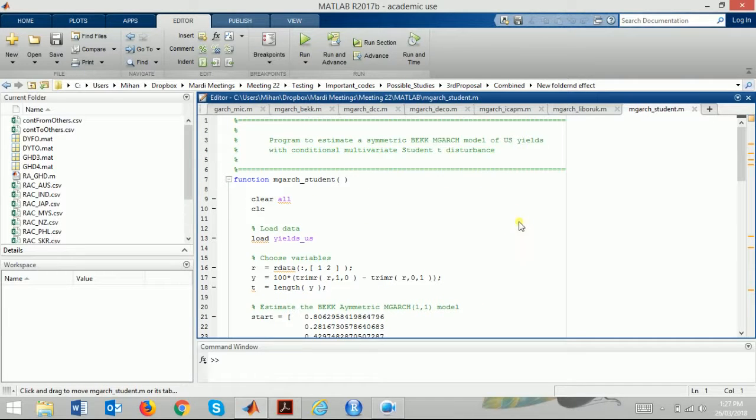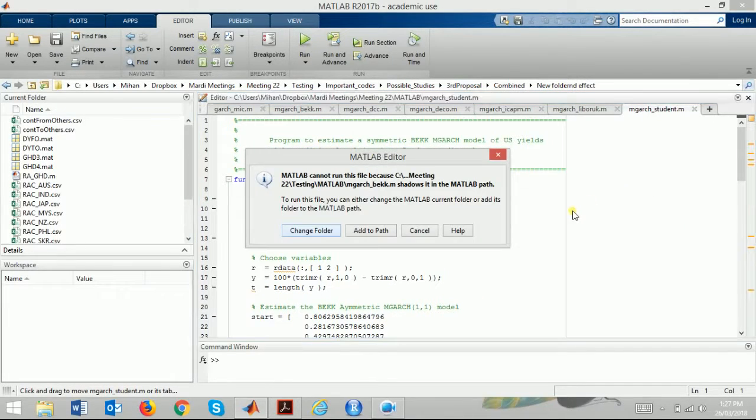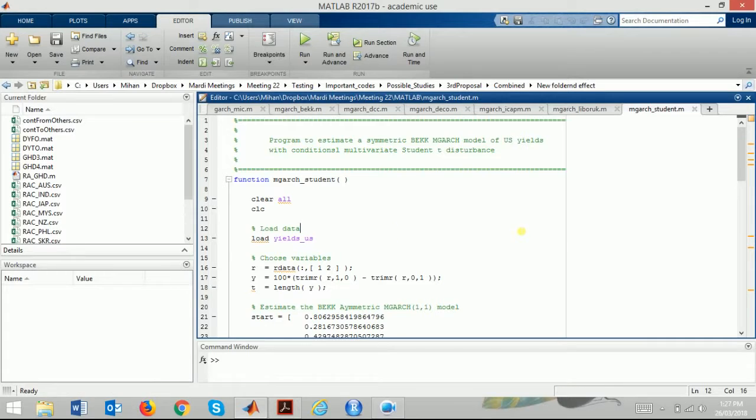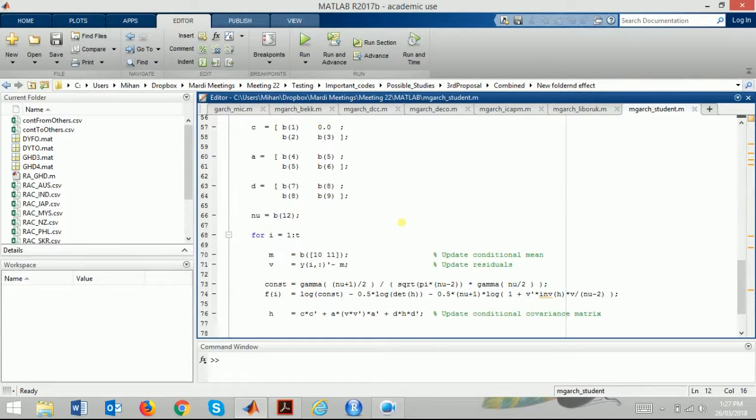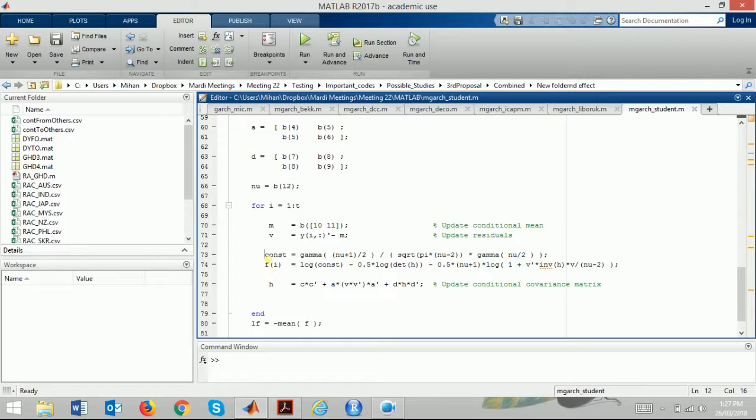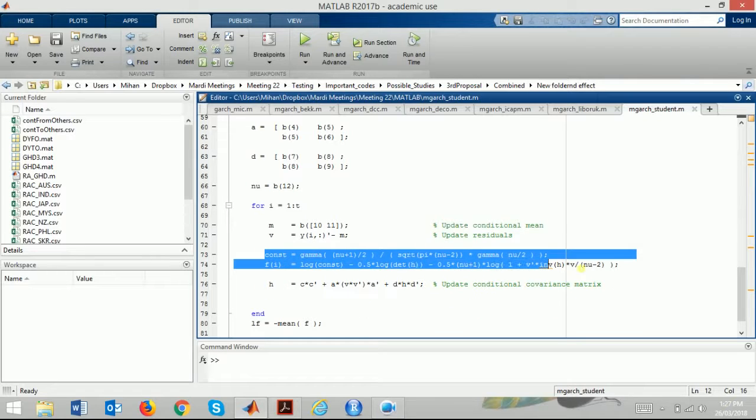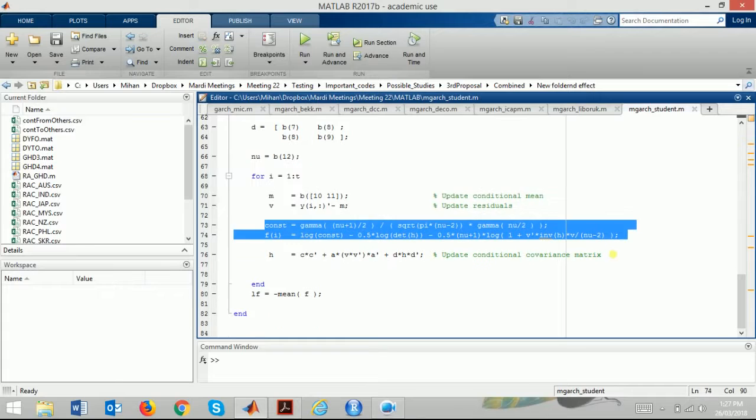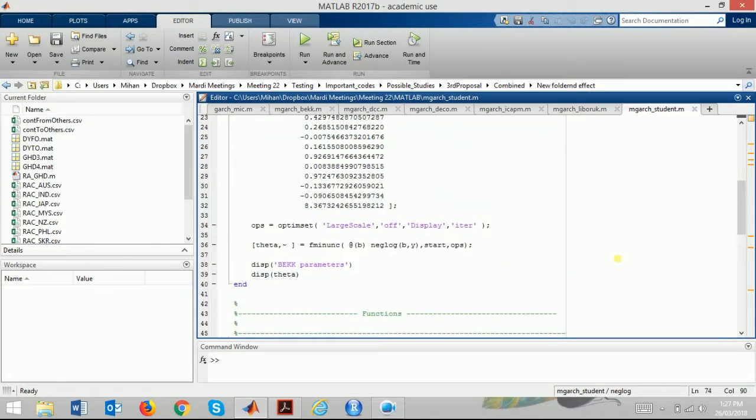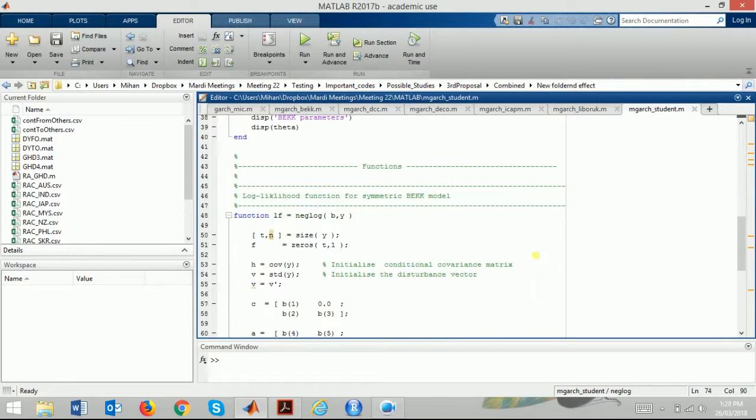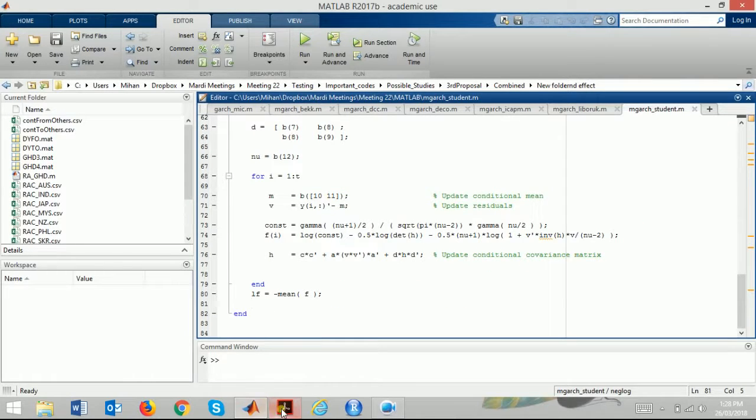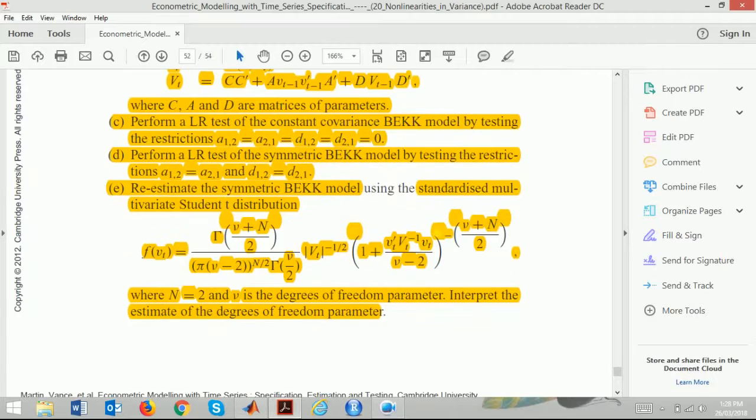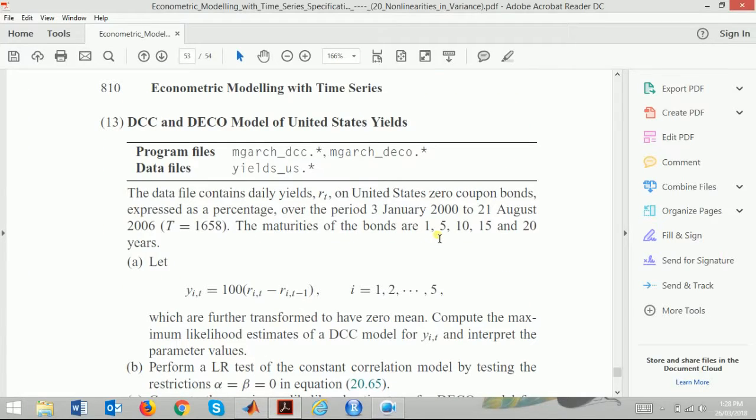Then we can look into the Student's t distribution. And what is the change? The change is simply here. You see the log likelihood function changes, that's all, nothing else, only the log likelihood function for the symmetric Beck model changes. So it's a very simple code, the log likelihood function changes, fine. So we solved the Beck model.